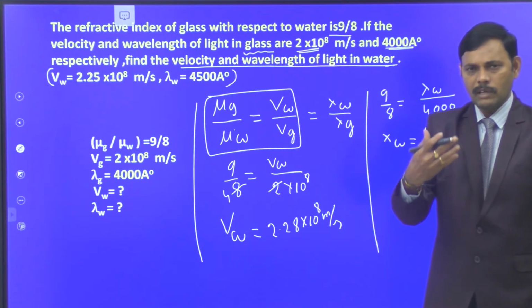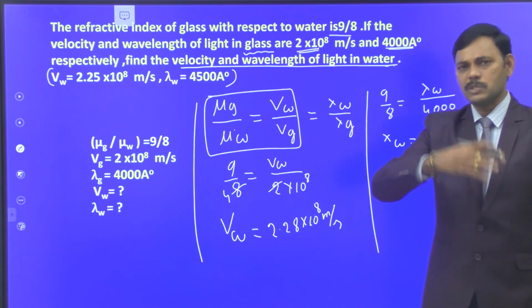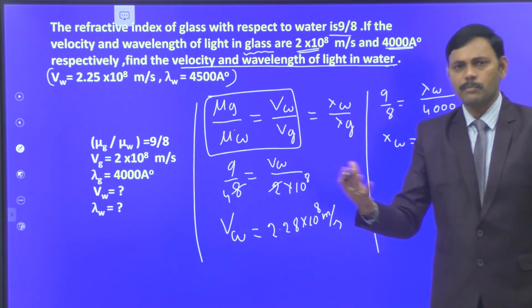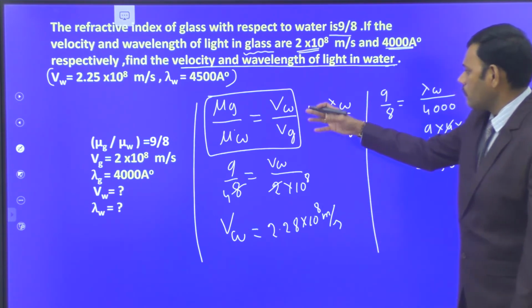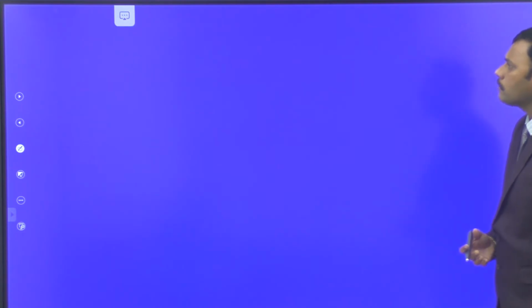When light is traveling from one medium to another medium, having one refractive index to another refractive index, then velocity gets modified, and wavelength also gets modified. We calculate the modified velocity and modified wavelength in the second medium. So let us move on to the next problem of the next model.